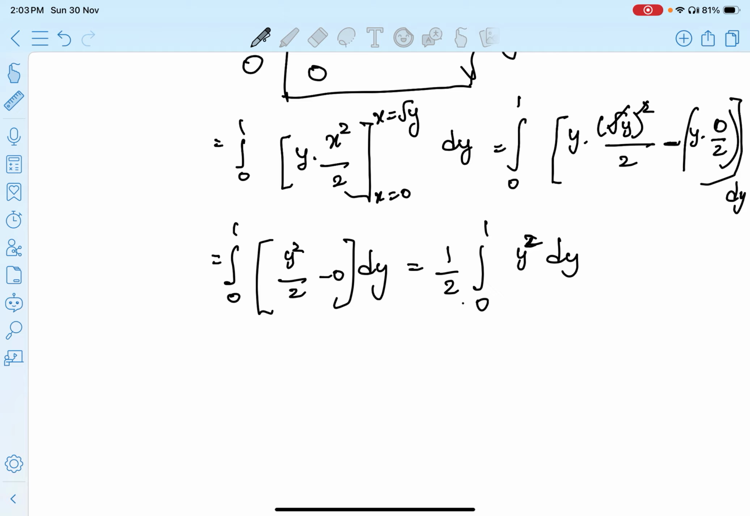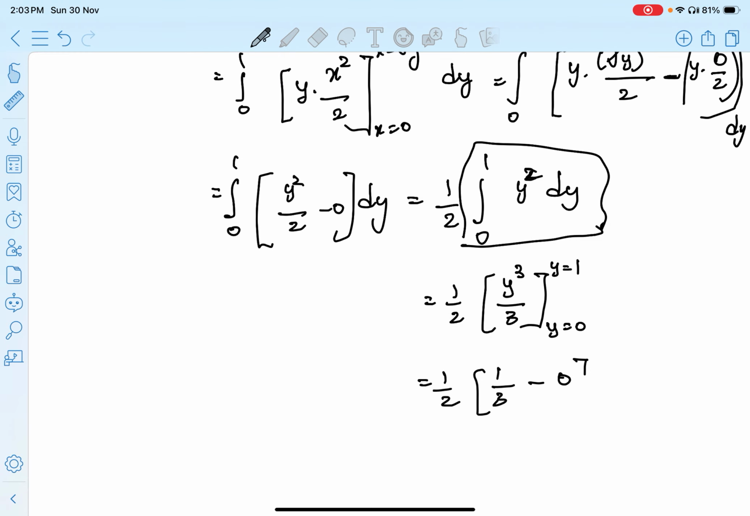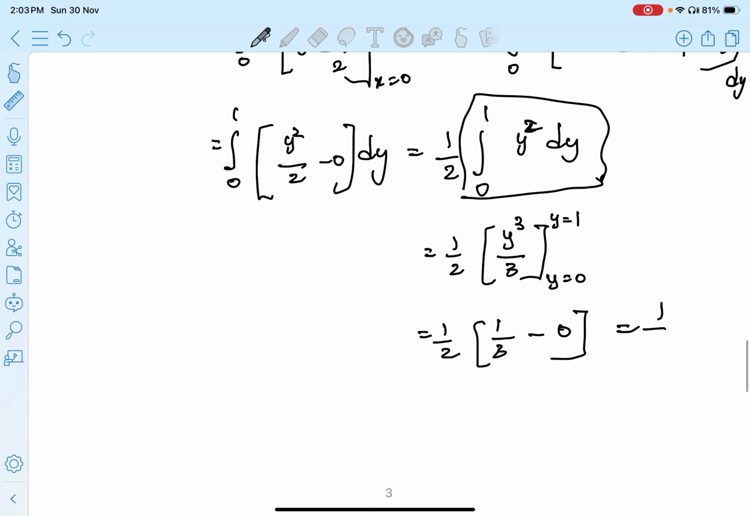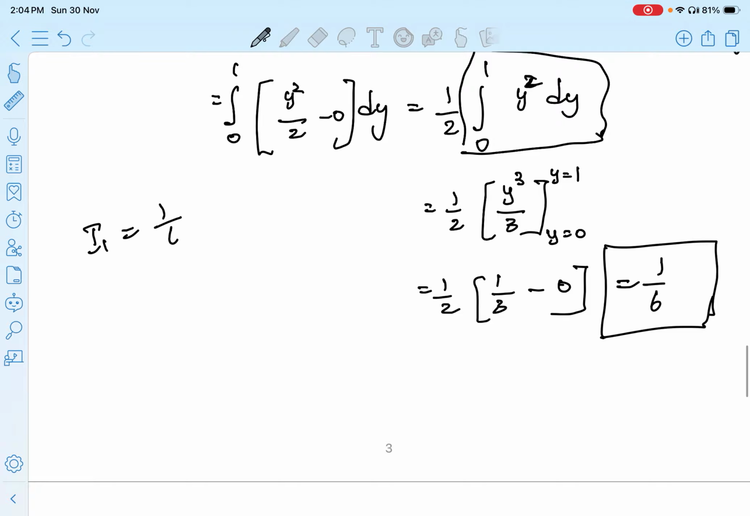Now we can integrate this with respect to y. So equal to 1 by 2 times y cube by 3, with y equal to 1 and y equal to 0. So 1 by 2, 1 by 3, minus 0. So this is 1 by 6. This is the first integration. So I1 equal to 1 by 6.